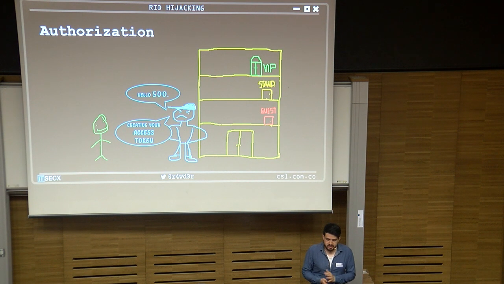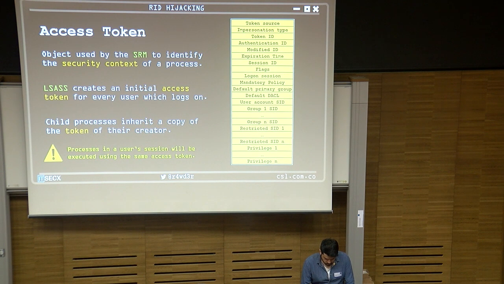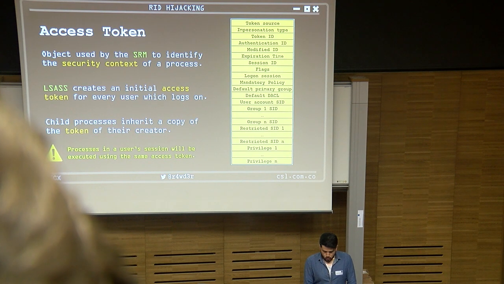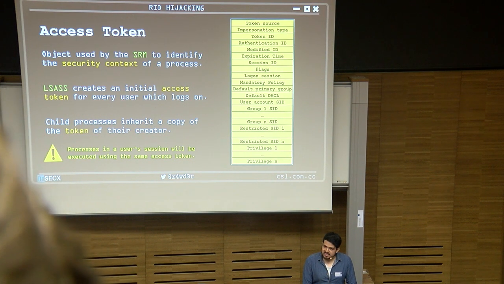Now that everything is OK, the Windows security subsystem proceeds to create the access token for this recently authenticated user. The access token is the way that Windows has to define, as I have told you, the security context, particularly on a process. This object is created by the security reference monitor with the LSASS for every user session. It's also important to know that every child process inherits a copy of the creator's token, meaning that every process within a user session will be executed with the same access token.